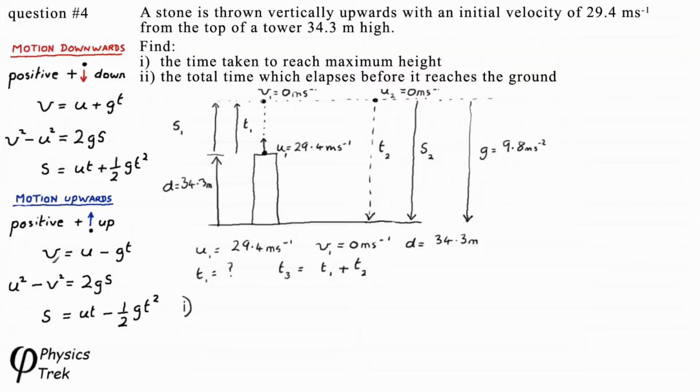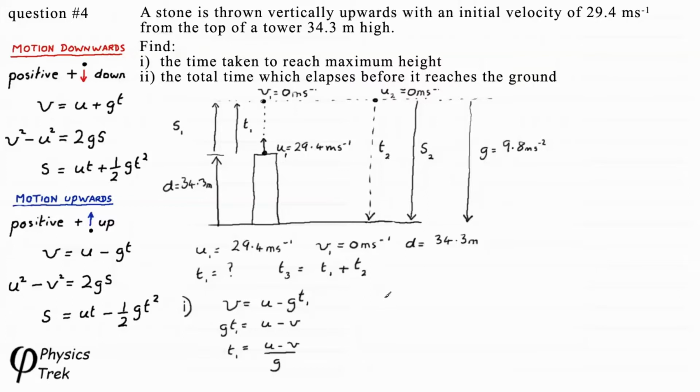Okay, we need t1, so the obvious equation is v equals u minus gt. We've got v, u and g, so all we have to do is rearrange the equation to make t the subject. So we take the minus gt to the left and the v to the right and change the signs. So we get gt is equal to u minus v. We divide both sides by g, so we have t1 on its own. t1 is equal to (u minus v) divided by g.